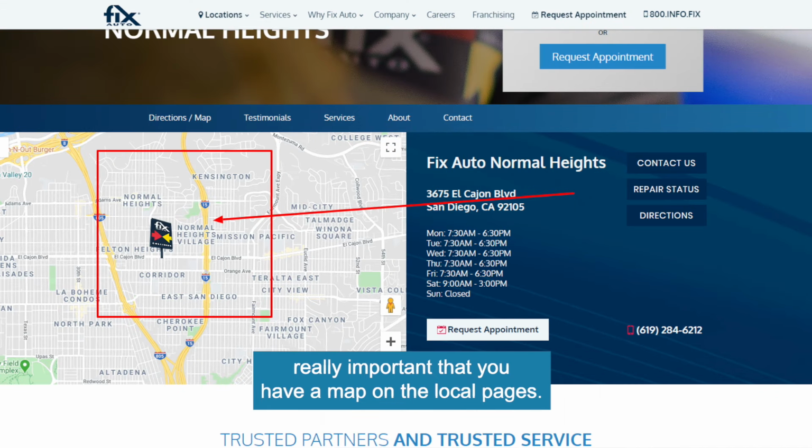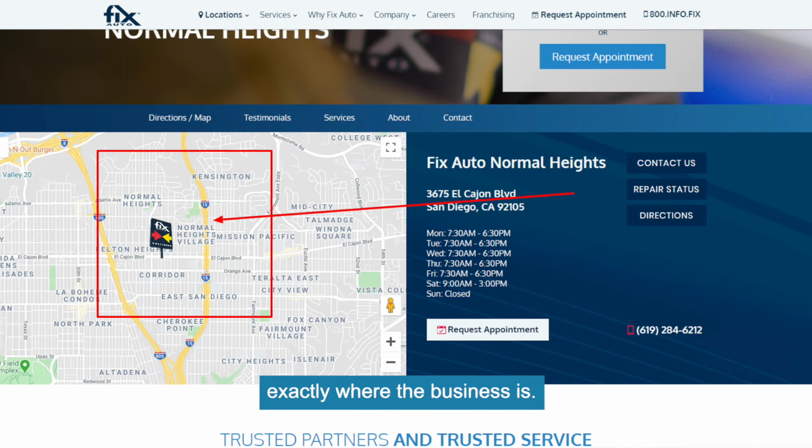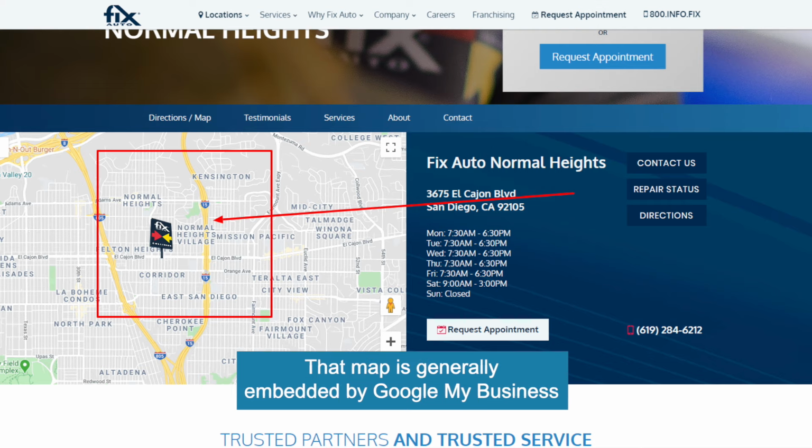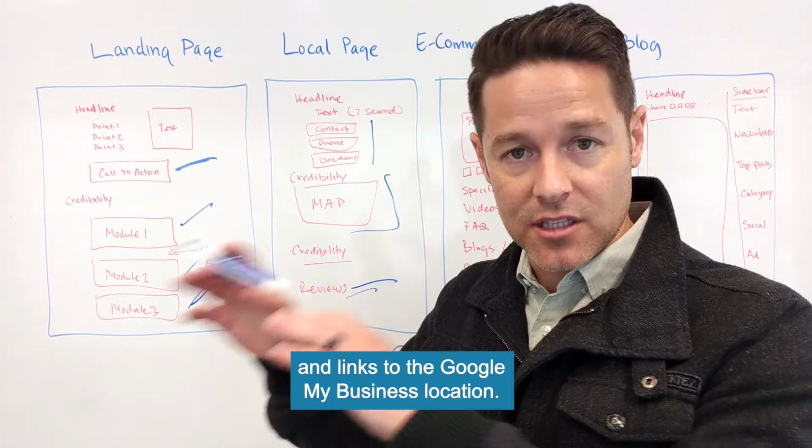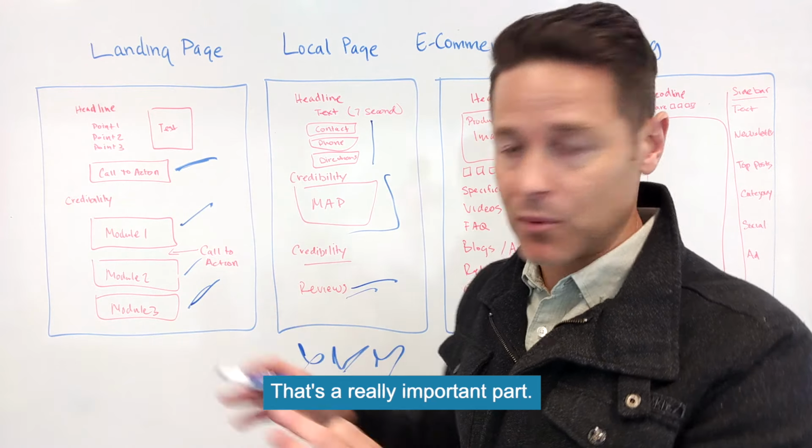Oh, one thing I forgot about the local pages, really important that you have a map on the local pages. So every local page needs to show exactly where the business is. That map is generally embedded by Google My Business and links to the Google My Business location. That's a really important part.